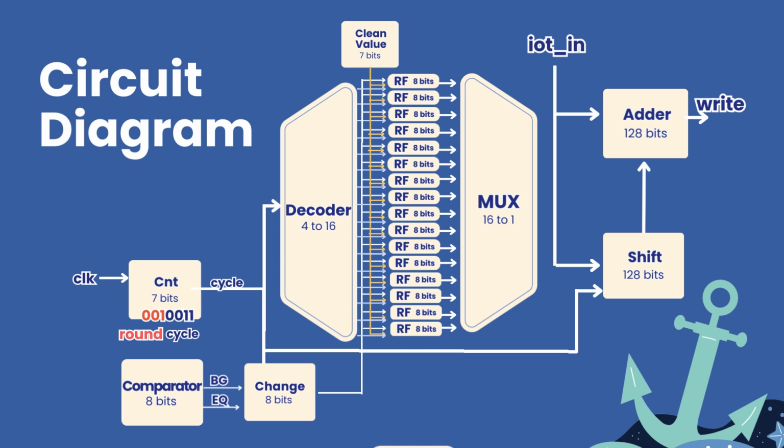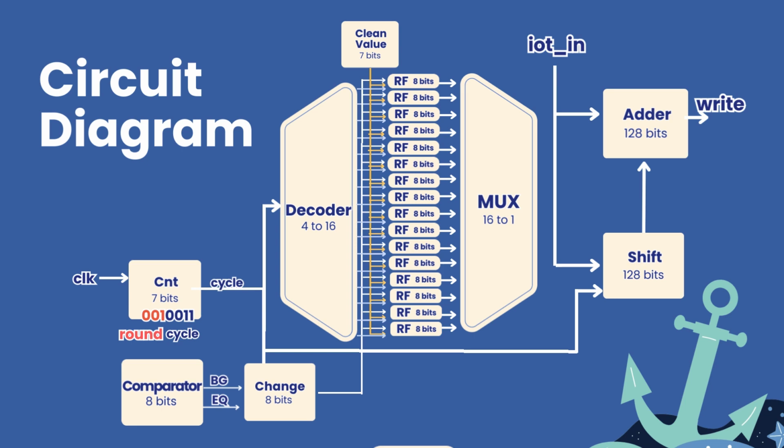At first we have the counter that has 7 bits, in which the last 4 bits represent the cycle number, and the first 3 bits represent the round number. Because when the counter counts the cycle number, it counts 0, 1, 2, 3, and until 16, it will carry 1 to the fifth bit, so the round will add 1. So we take the first 3 bits as the round number and the last 4 bits as the cycle number.